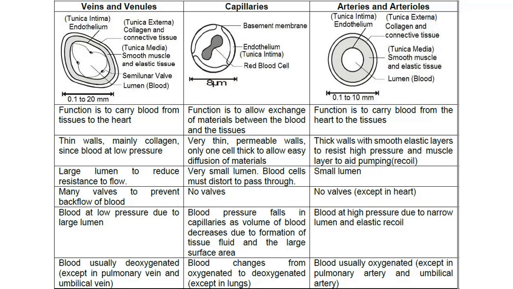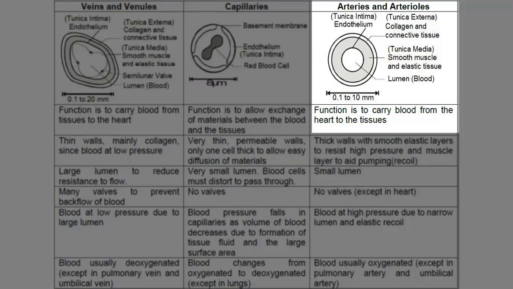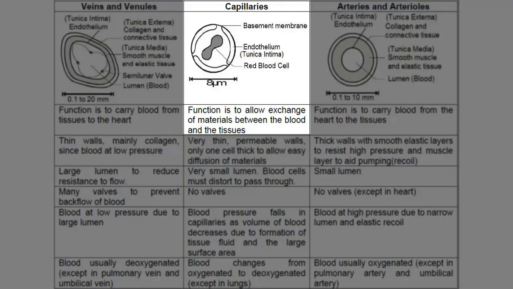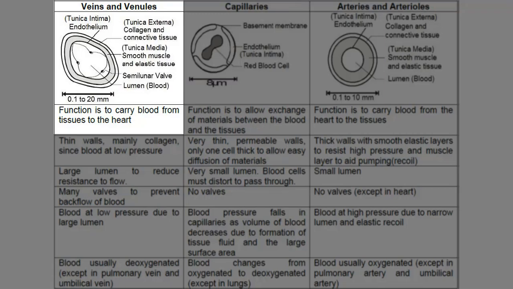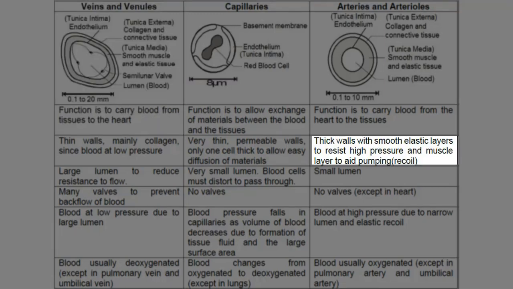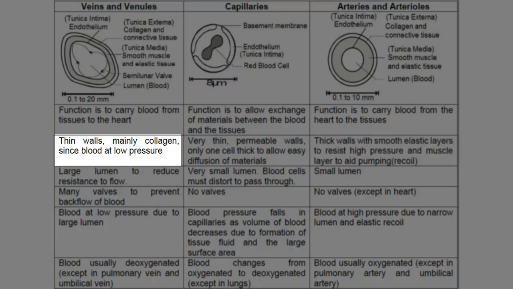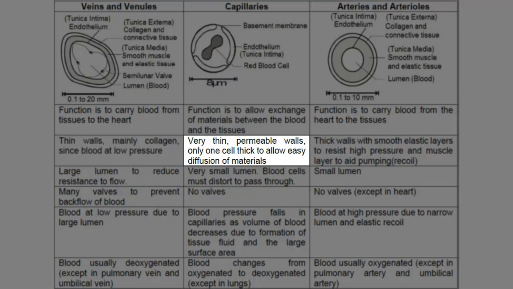The function of the artery is to carry blood away from the heart, always. The function of capillaries is to allow exchange of gases, oxygen, carbon dioxide, food, and waste products between the blood and the cells and the tissue fluid. Then veins carry blood towards the heart, from the tissues towards the heart. First comparison. Second one, arteries have thick walls to withstand the high pressure. Veins have very thin walls because pressure is low, and the walls of the capillaries are made up of a single layer of cells. Clear?